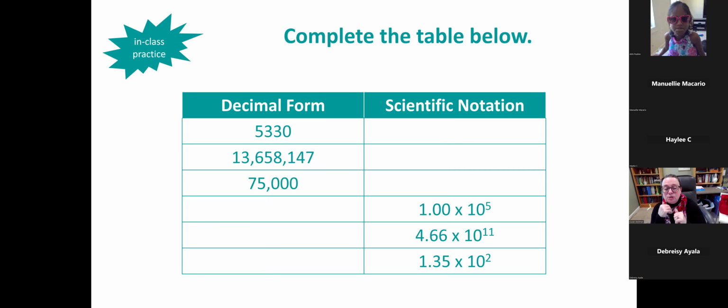All right, so I'm going to let you try, let's just try the next 2 real quick. Try and write those out in scientific notation. And we'll check those.